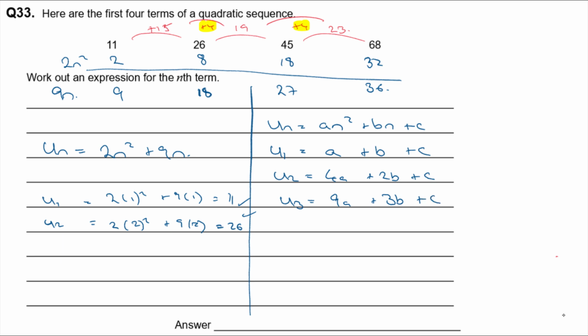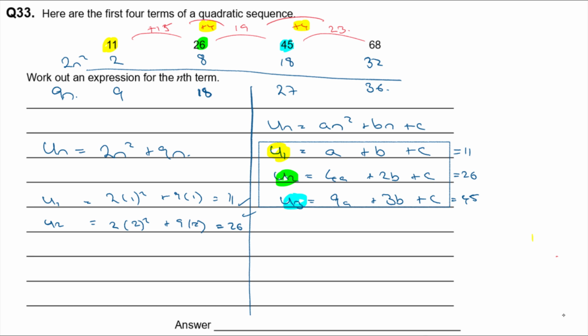Okay, so we've got 3 equations here in 3 unknowns, and we're going to just solve them simultaneously. Because we know u1, the first term, is 11, and we know u2, the second term, is 26, and we know that u3, the third term, is 45. So we can form 3 equations in 3 unknowns here. We can say that u1 is 11, u2 is equal to 26, and u3 is equal to 45. Okay, and then you can solve these by taking various combinations of equations away from each other.